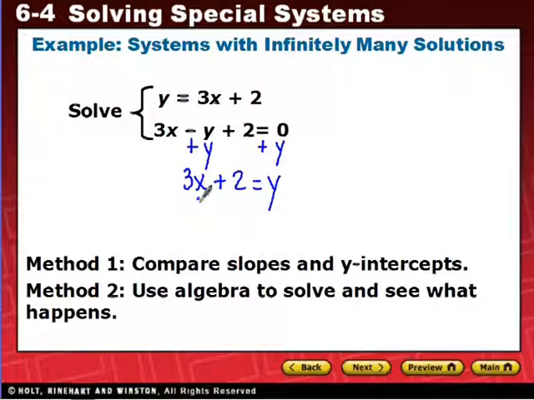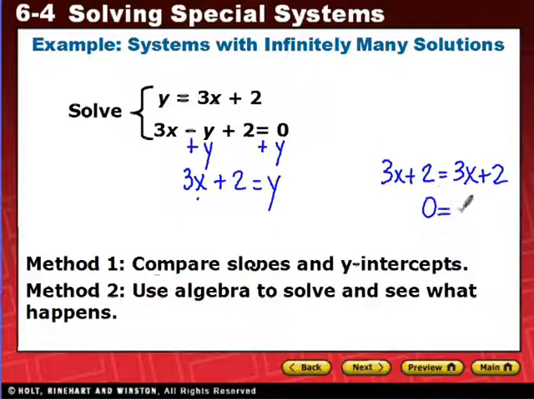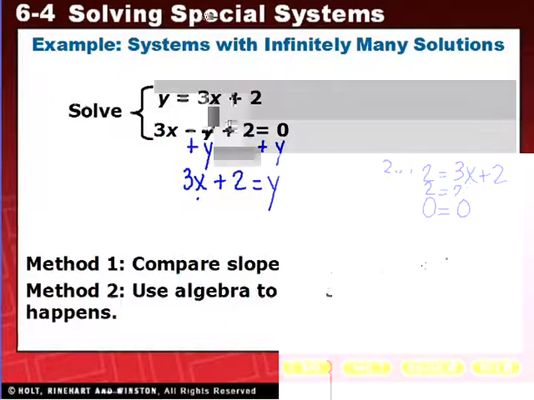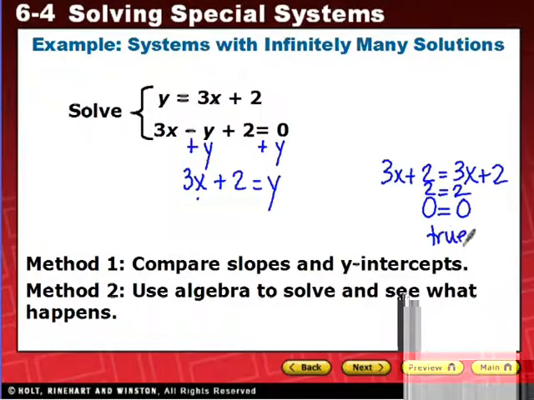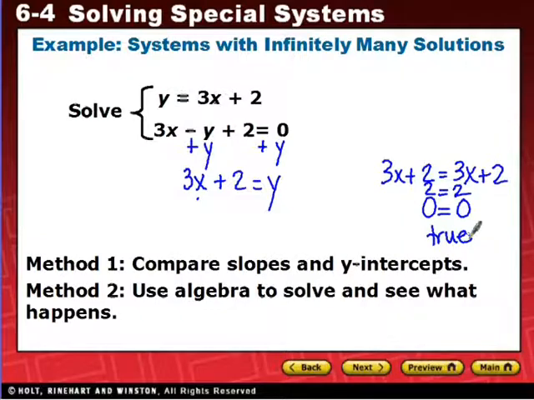If I did keep going, for those of you who don't pay that much attention to what's on both sides of the equal sign all the time, you get 3x plus 2 equals 3x plus 2. And when you subtract 3x from both sides, you're going to end up with either 0 equals 0 or 2 equals 2. Something like that. And that's true.